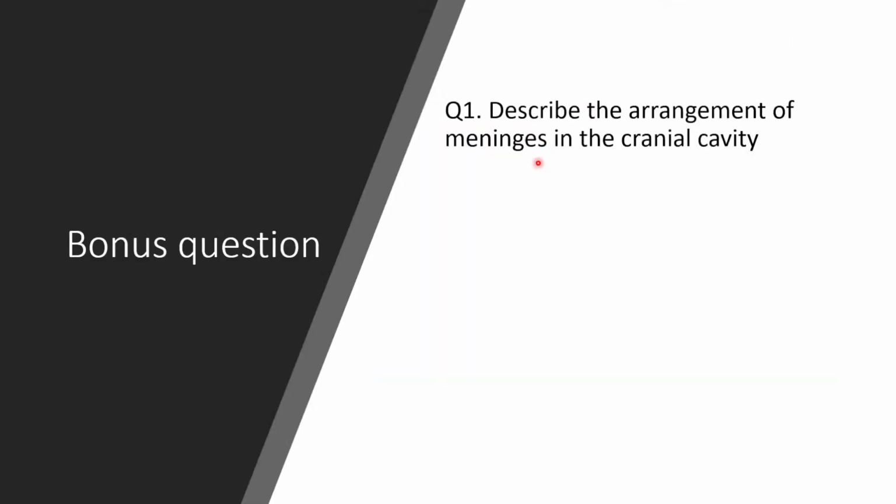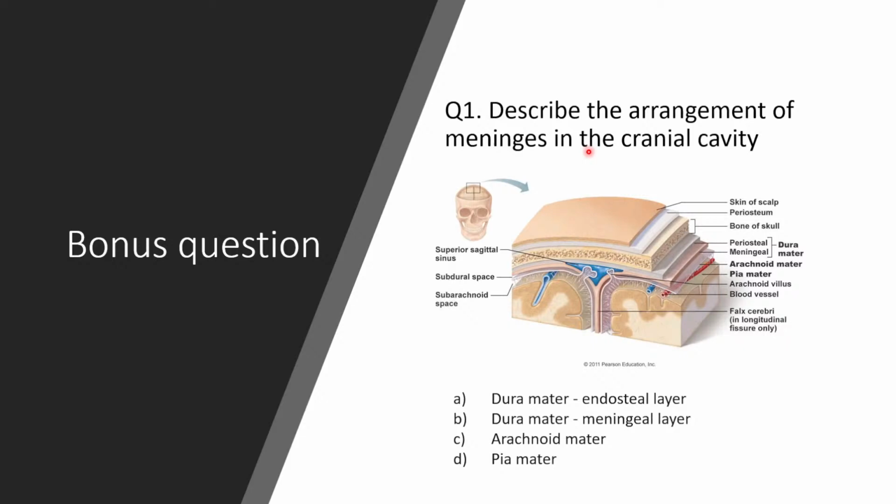So there's some more bonus questions for this scenario. So the first one is to describe the arrangement of the meninges in the cranial cavity. We already did that. So we have the scalp first, then the periosteum, then the bone. Then we have the dura mater. We have a periosteal layer, which is adherent to the skull, and a meningeal layer, which is adherent to the meninges. Arachnoid layer, pia mater, and then arachnoid vessels.